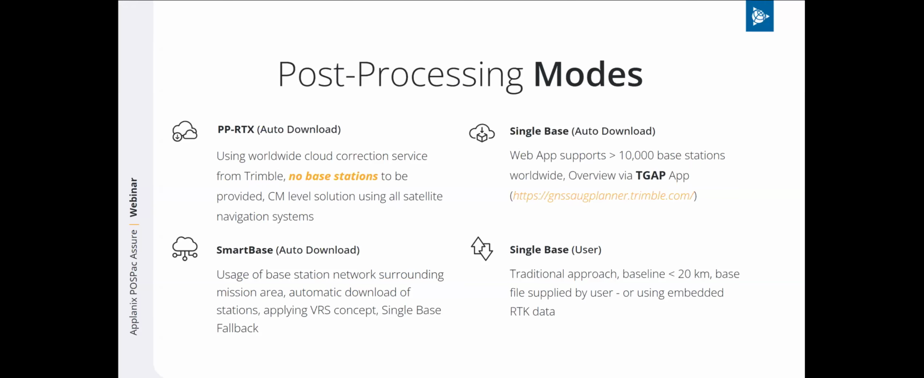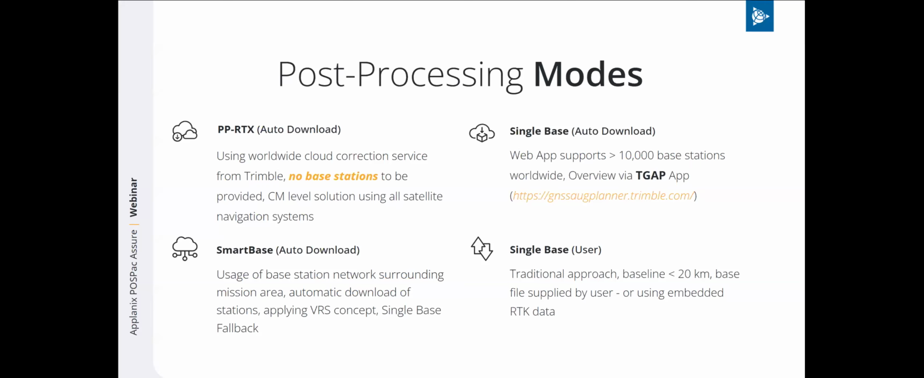And then the approach that we call Smart Base, same here, we automatically download base stations that are available from our database. And it creates a network of stations around your mission area. And we apply a VRS concept in the back end. But with a good point that this one also has a single base fallback. So in case this network is weak, or it's not trustworthy, whatever, then there's a fallback mechanism where it will then leverage single base processing.